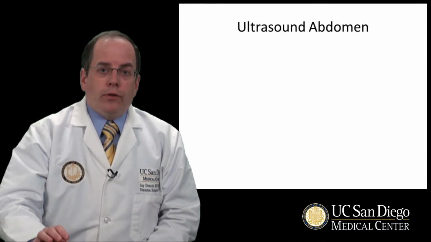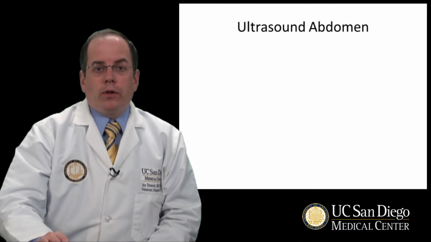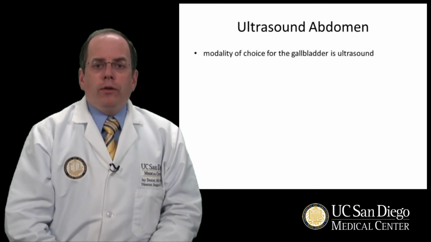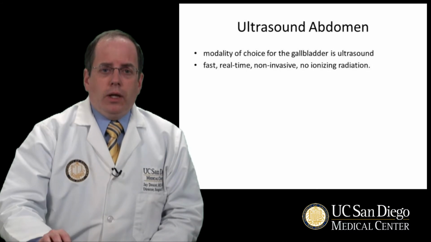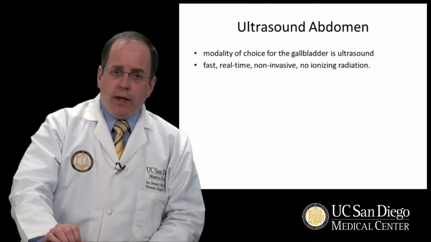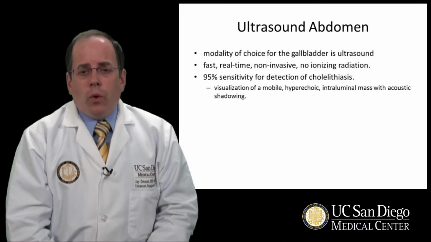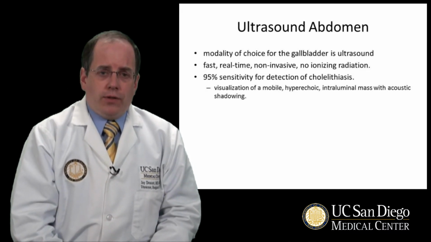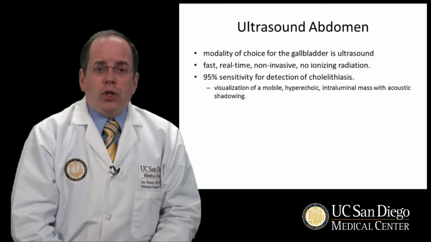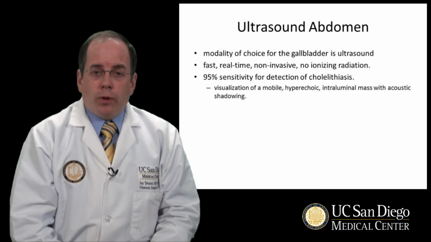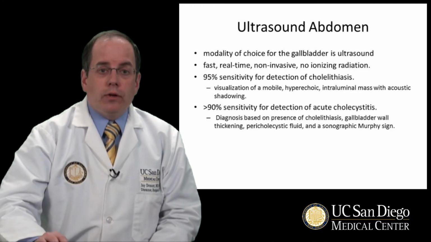This part of the body is the region in which general surgeons have the most familiarity, and let's start talking about the gallbladder. The modality of choice for looking at gallbladder pathology in an acute situation is ultrasound. It's fast, it's real-time, it's non-invasive, and does not use any ionizing radiation. For the detection of cholelithiasis, it has 95% sensitivity and exceeds that of CT scanning. The visualization of a mobile, hyperechoic, intraluminal mass with acoustic shadowing is pathognomonic of cholelithiasis.